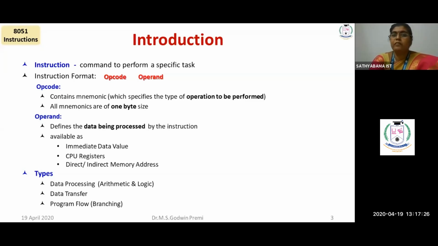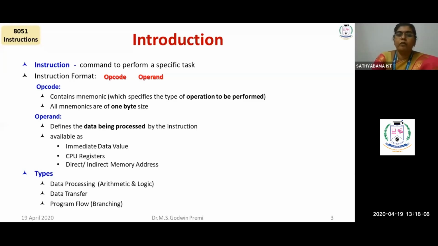Then the types of instruction set of the 8051 microcontroller can be classified into 3 types. One is data processing instructions, the second is data transfer instructions, and the third is program flow instructions. Data processing instructions consist of arithmetic and logic instructions. Data transfer instructions are nothing but moving or copying instructions. Program flow instructions are nothing but branching instructions. So in this lecture, we'll see the details about the data processing instructions, that is, what instructions are available in arithmetic and logical operations only.